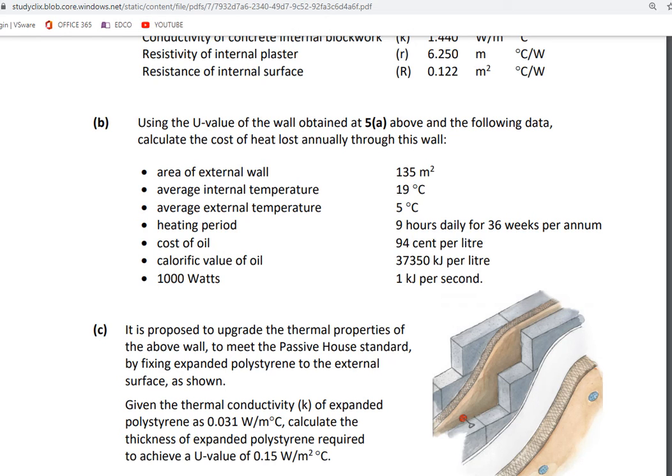Part B of the 2019 question 5, U values. Using the U value of the wall obtained at 5A above and the following data, calculate the cost of heat lost annually through this wall.